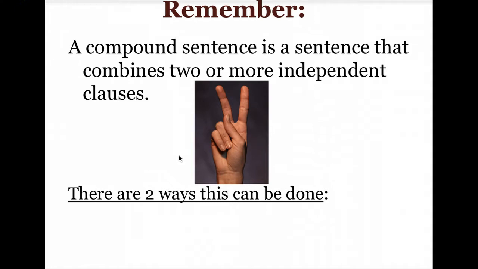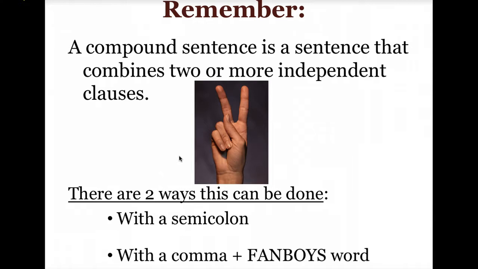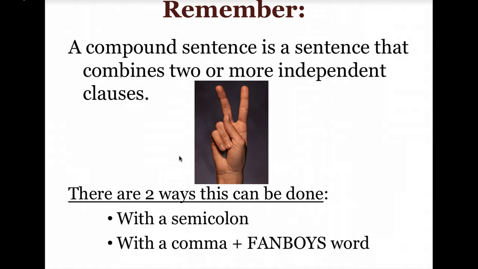Yeah, so there are actually two ways we can do it and be correct. The first is with a semicolon, and the second is with a comma plus a FANBOYS word. You may be saying to yourself, what the heck is a FANBOYS word?